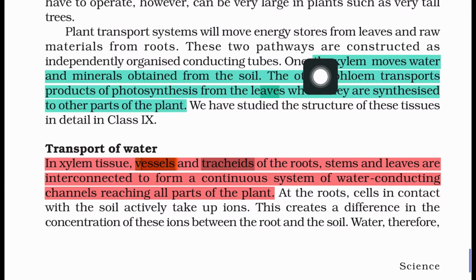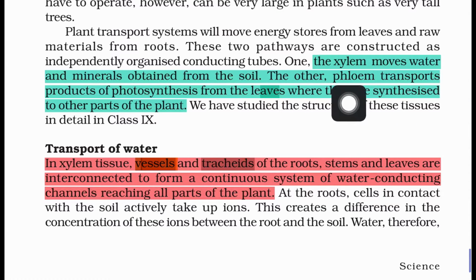The two pathways are constructed as independently organized conducting tubes. So there are two types of systems, independent of each other, through which the materials travel or are transported to different body parts. One, the xylem moves water and minerals obtained from the soil. So remember, what is the function of xylem? You already learned it in class 9. The function of xylem is to transport water and minerals from the soil to the leaves.